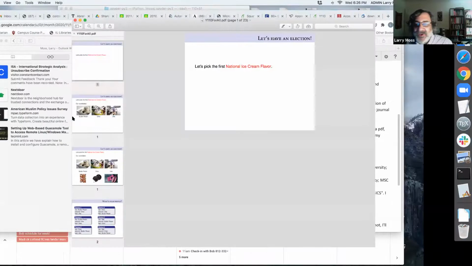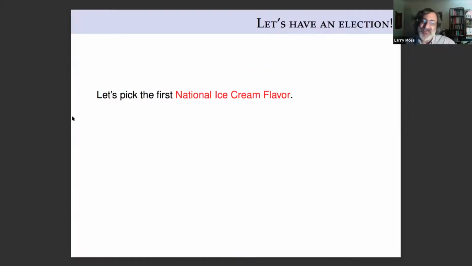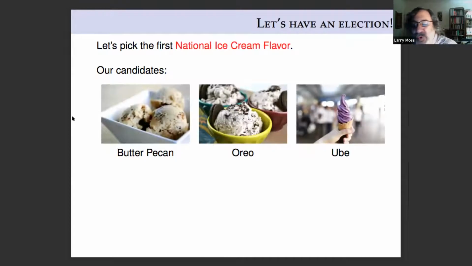So we had the appetizer and the main course, and now it's time for dessert, and we will have an election for the first national ice cream flavor. So if you're going to have an election, you should have some candidates, and we have 3 candidates: butter pecan, Oreo, and ube.